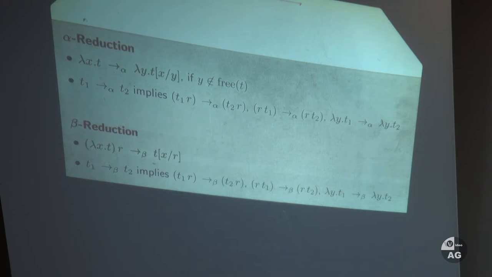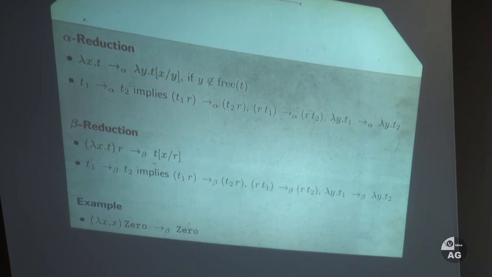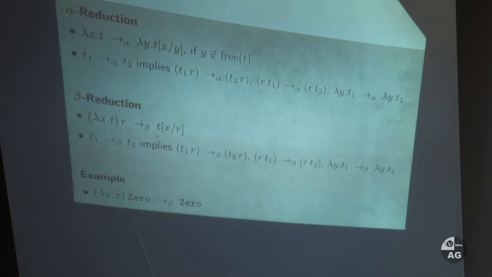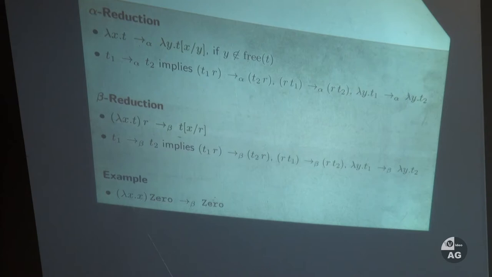So here are some examples. If I want to apply this lambda term to this argument, I mean, this stands for the identity function. It's the function that takes x and returns x. So according to this definition, the result is x, the body of the lambda term, but all occurrences of x are replaced by 0. So the result is 0. And this works in the same way for more complicated terms, and we looked at that in the last lecture.